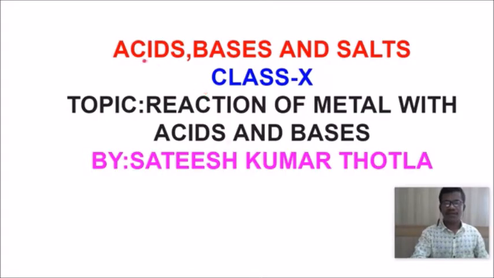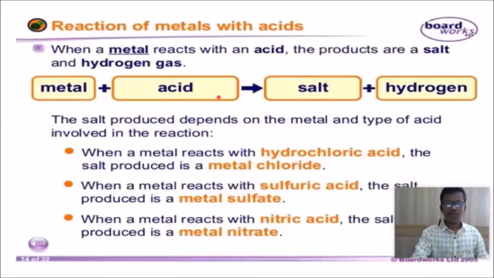Today we are going to learn about another topic from the acids, bases and salts lesson. The topic is the reaction of metals with acids and bases. If we enter into the topic, the reaction of metals with acids: the metals react with acid and produce salt and hydrogen gas. So this is the exact equation for when a metal reacts with acid and produces salt and hydrogen gas.